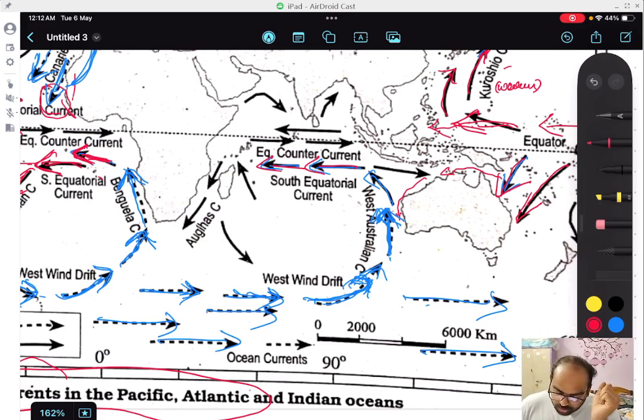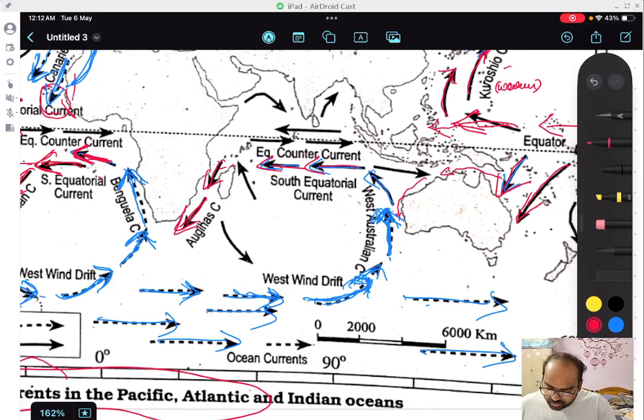This South Equatorial current starts moving towards the east coast of Africa, hits Madagascar, and travels as the Agulhas current. The Agulhas current is warm in nature. The South Equatorial current hits the Madagascar coast and starts traveling as the Agulhas current along the eastern coast of Africa.